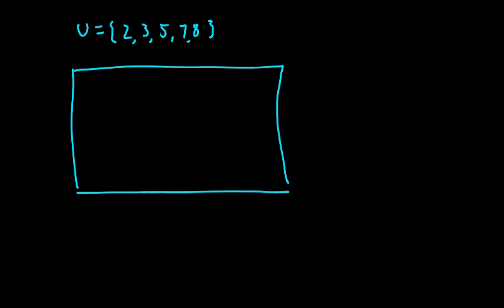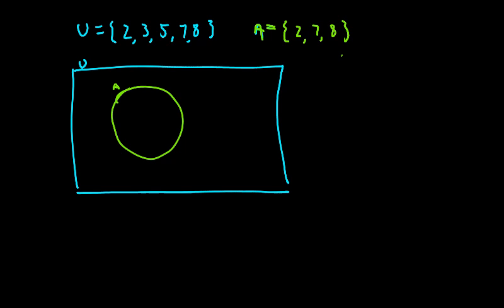So if I have set A, in this case let's put it in a different color. So if I have set A, and this includes the numbers 2, 7, and 8, well, all of these numbers are within the universal set, so it makes sense that I would represent set A as being inside of set U.